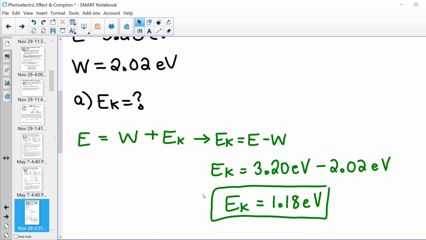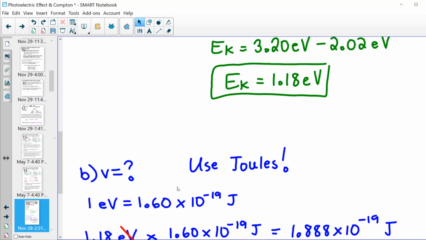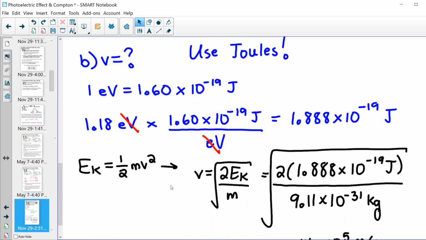Part B asked us to find the speed of the electrons. Now, it's really important to remember, whenever you are calculating speed, you have to work in joules, not electron volts. Electron volts and joules are both just energy units. It's kind of like you can measure mass in kilograms or in pounds. Either way it's mass, but the units are different. Similar idea here. And you can convert between electron volts and joules using this conversion factor, which is on your formula sheet.